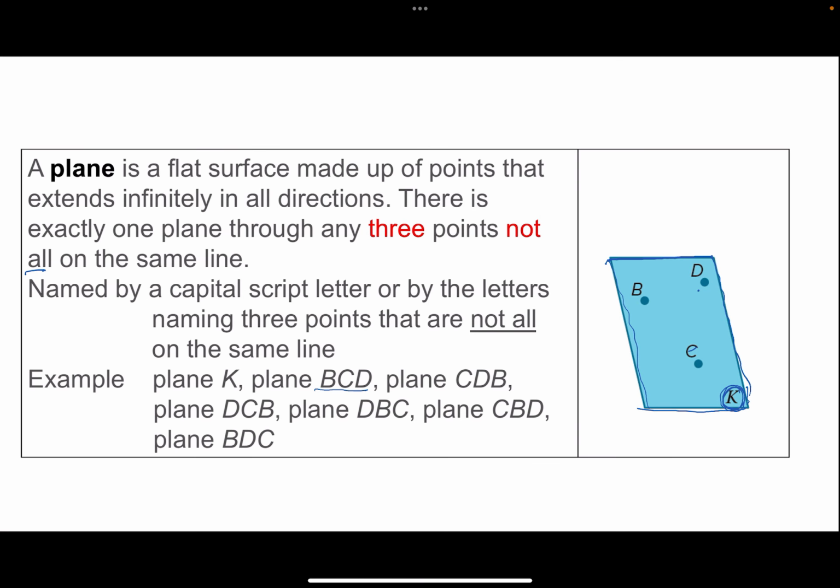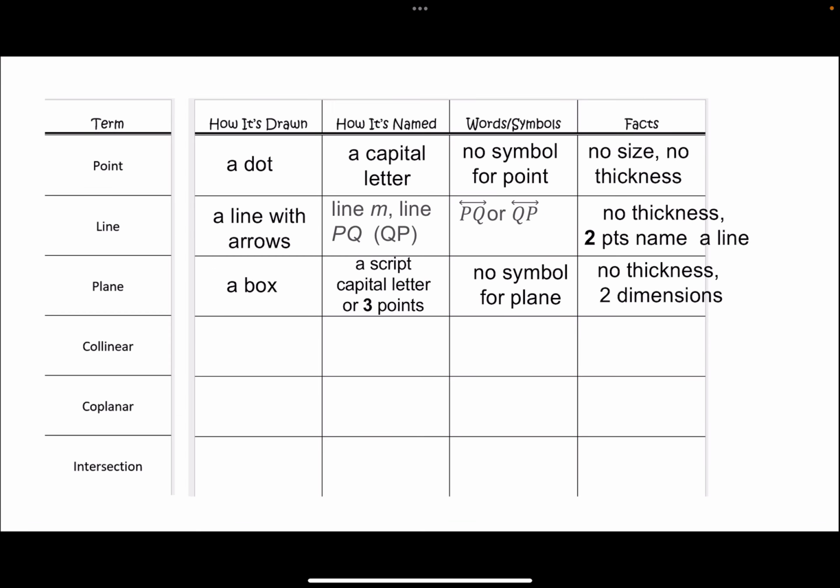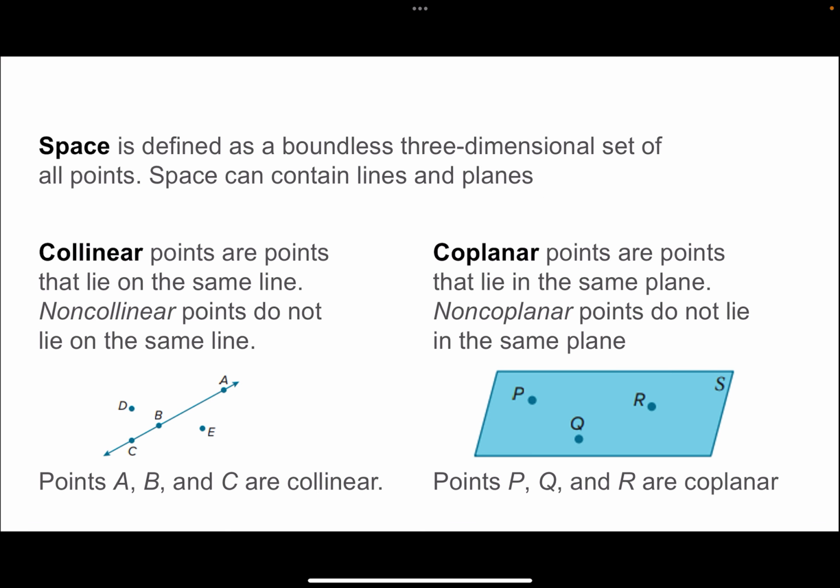All right. So now that we've talked about planes, let's talk about what it means to be collinear and coplanar. So space is your 3-dimensional set of all points. And if things are collinear, do you see the word line in here? They all have to lie on the same line. And coplanar, so there's part of plane here. Coplanar means that they lie on the same plane.